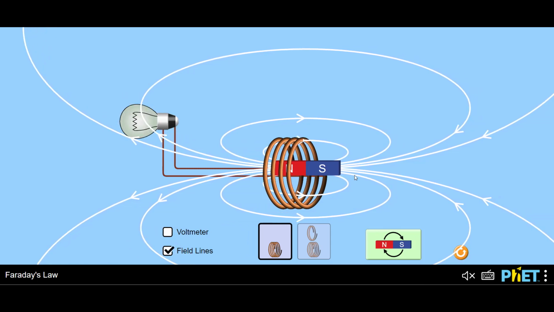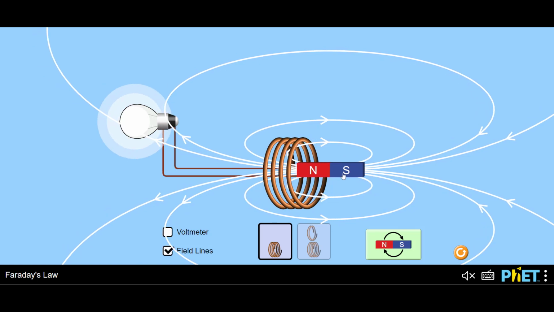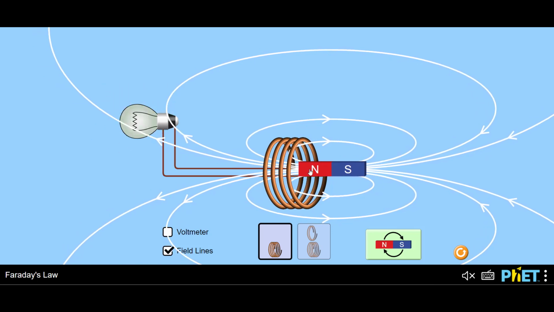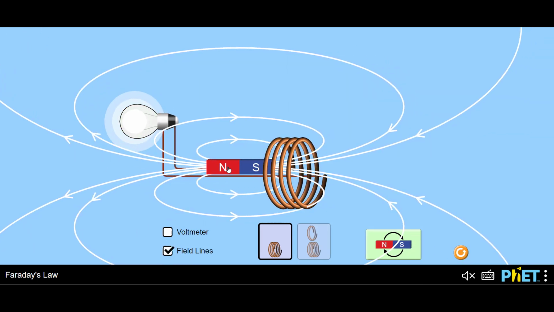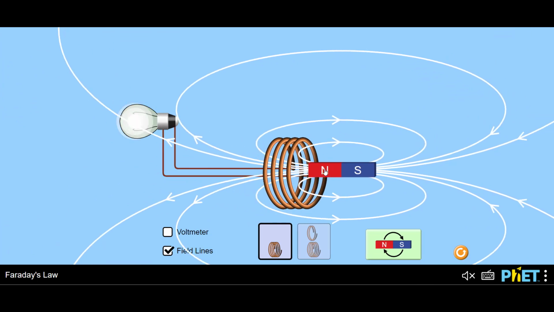But the moment I stop, here, let's stop right here. For example, there is flux. As you can see, there are magnetic lines passing through the solenoid, but there is no electricity. Again, for electricity to be produced, the flux must be changing. So look here. Now, since the flux is changing, we are producing electricity.